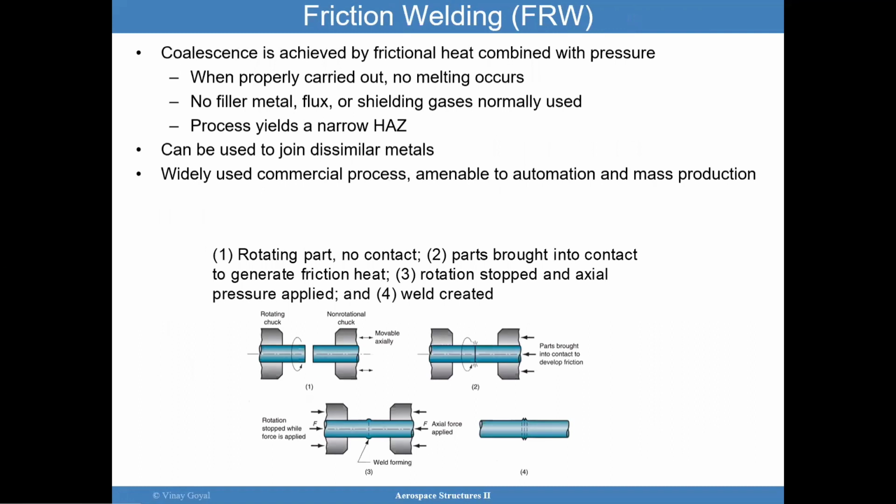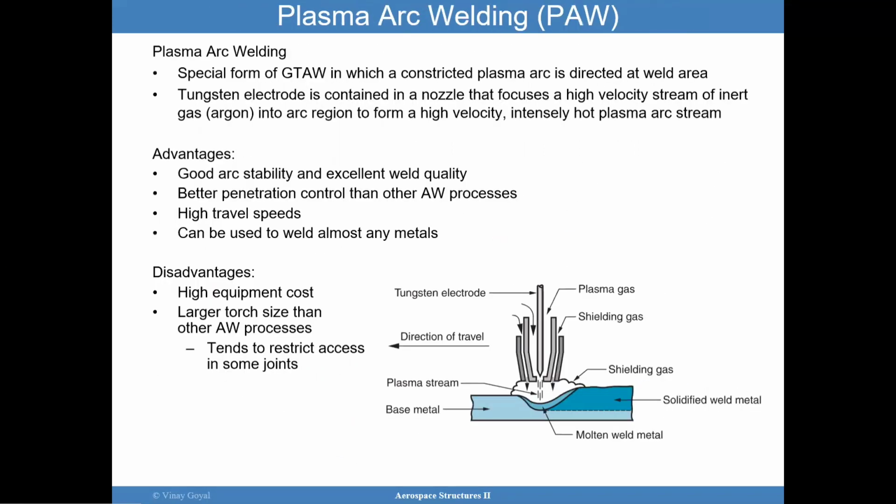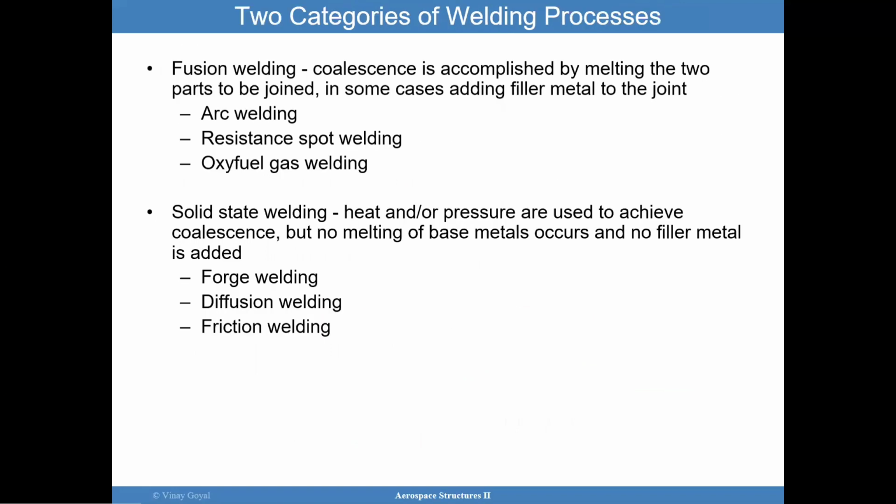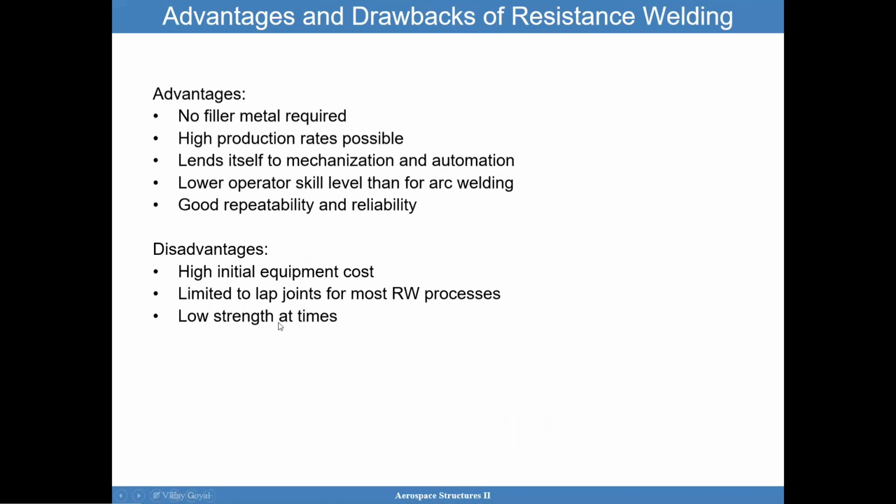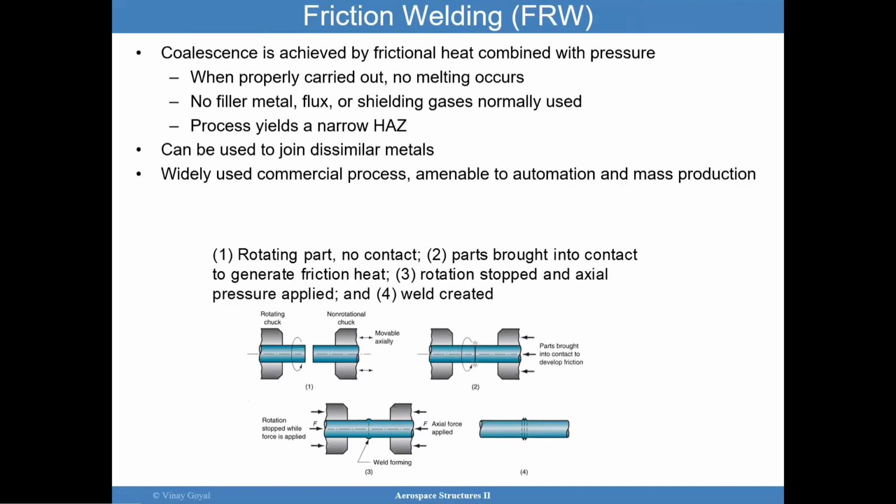Friction welding is another approach. Just to point out where we are, we're here at the bottom, solid state welding. Coalescence is achieved by frictional heat combined with pressure.